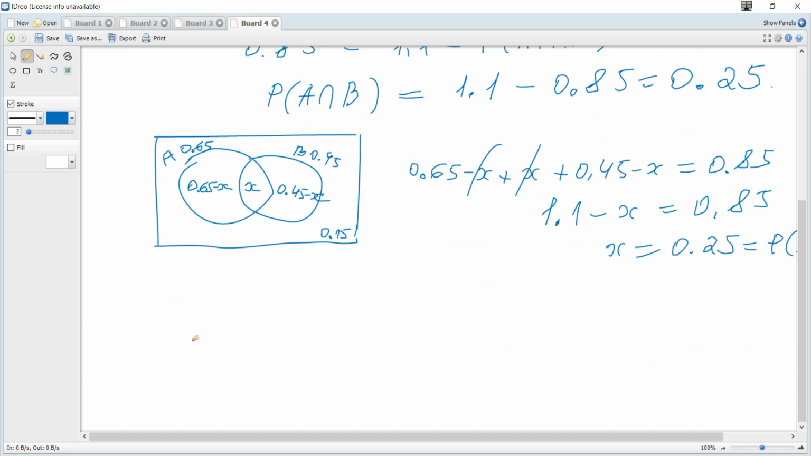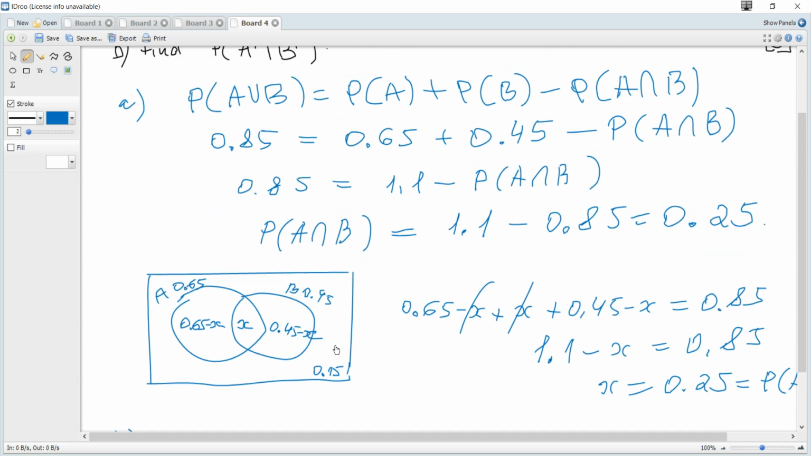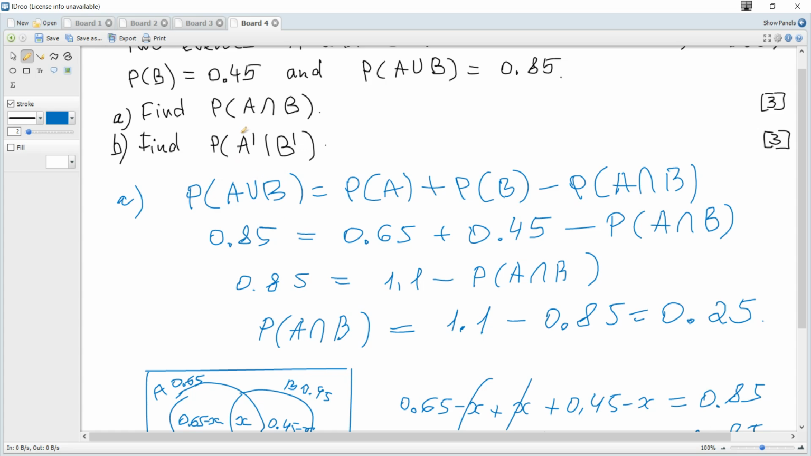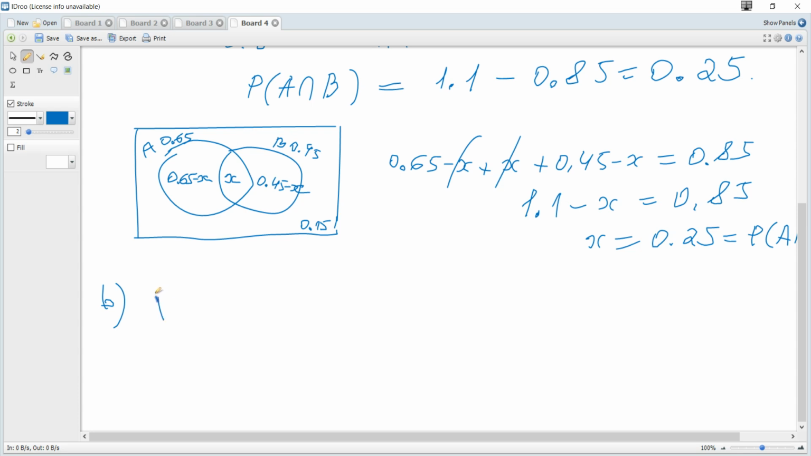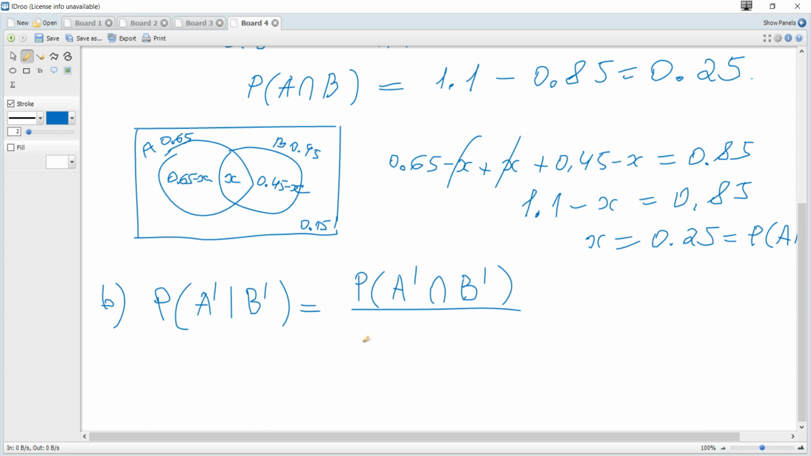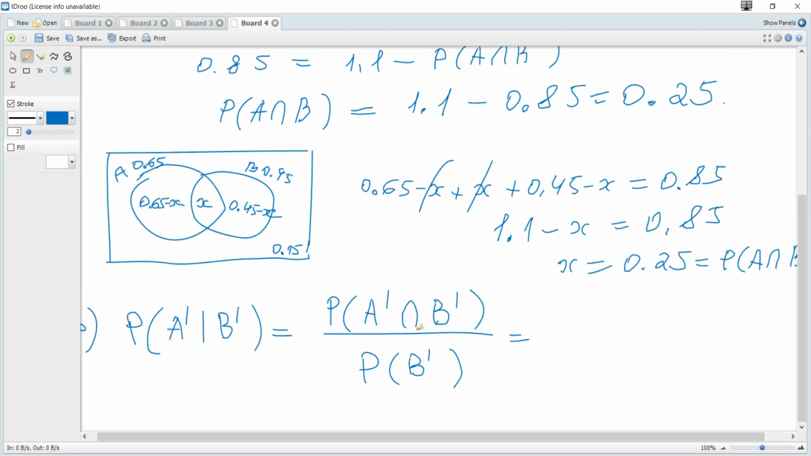The next, B. Find probability of not A given not B. It's conditional. The probability formula is given in the data booklet, and it says that probability of not A given not B is, in the numerator, probability of not A and not B, divided by probability of not B. At the same time, not A and not B, it's neither, it's 0.15.